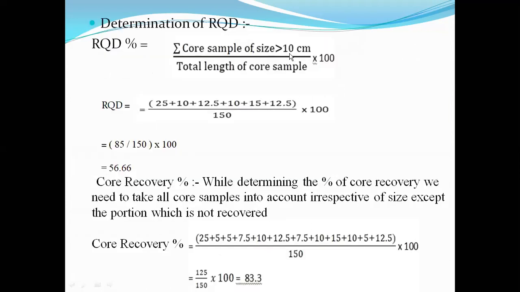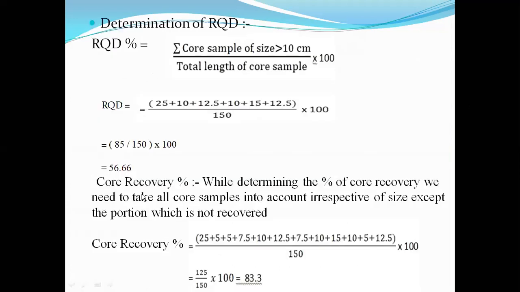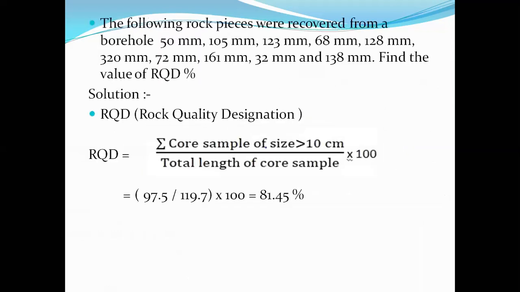So RQD percentage, core samples, here again greater than or equal to, so I have included the 10 also. So whatever the samples, look here: 12.5, 15, 10, 12.5, 10, 25, right? Yeah, from this side, 12.5, 15, 10, 12.5, 10, 25. Divided by total length, how much? 150 centimeters. This must have been centimeter, right? It was 1.5 meter, nothing but 150 centimeter, into 100. Upon simplifying this, the value that I will be getting is 56.66.